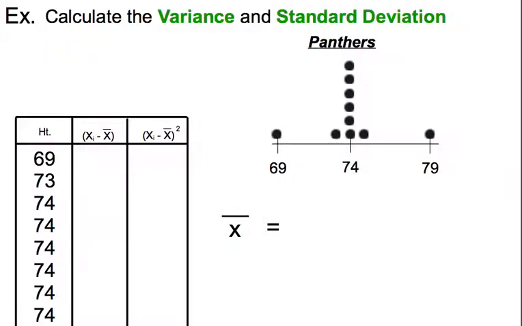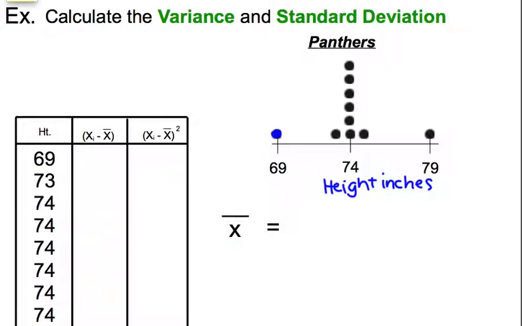We want to calculate the variance and the standard deviation of this problem. What we give you is a team called the Panthers. They're a basketball team made up of 10 players. And let's pretend we go out and measure the height of each of these 10 players. And the height is in inches. So we found the heights now, and we've labeled them.